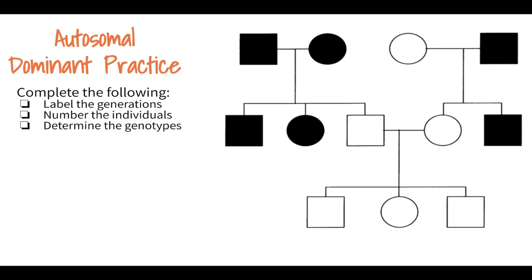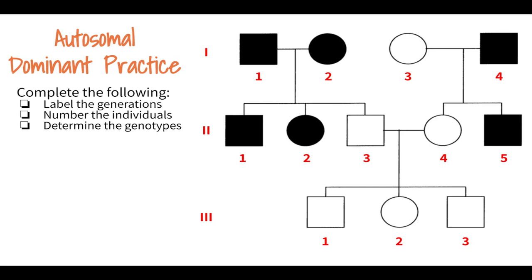So now that you're ready to check your work, the first thing we want to start off with is labeling the generations. So we have 3 generations, 1, 2, 3. We number the individuals like we've said before, left to right. So generation 1 has 4 individuals, generation 2 has 5 individuals, and generation 3 has 3 individuals.